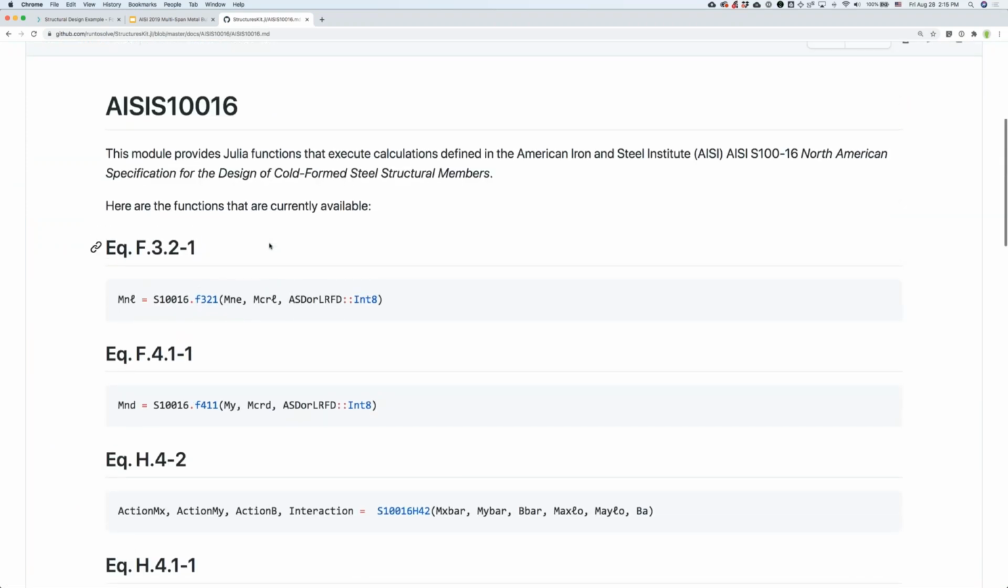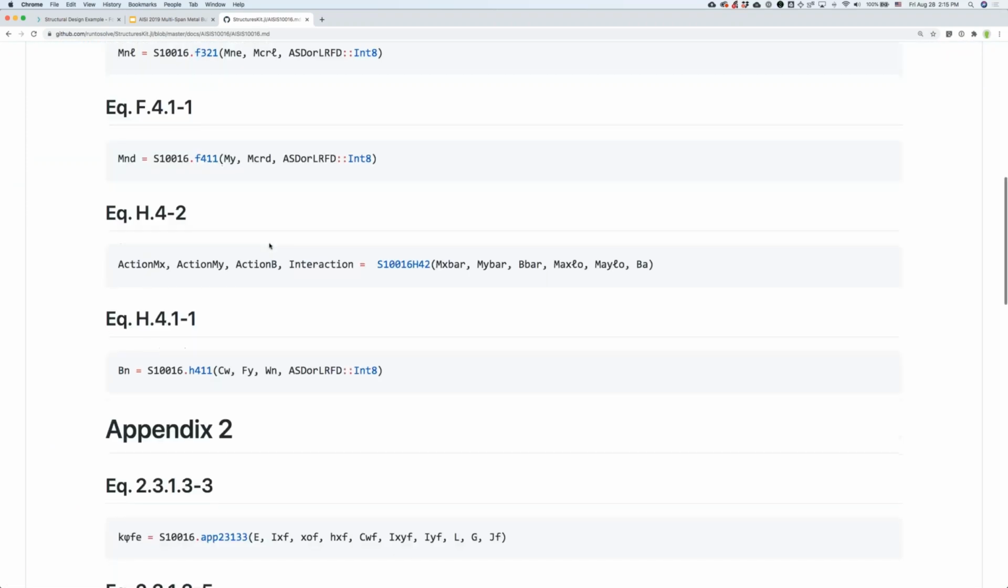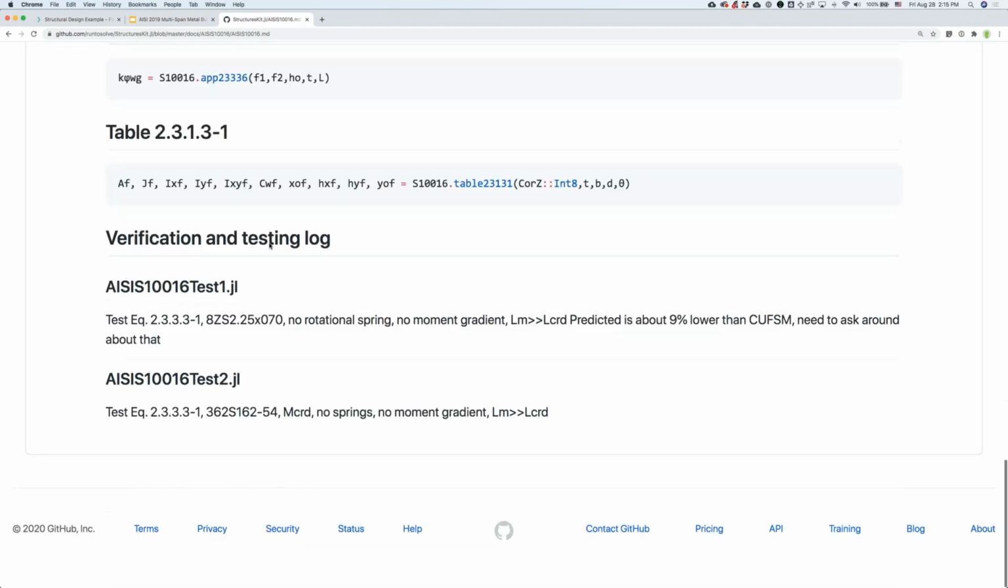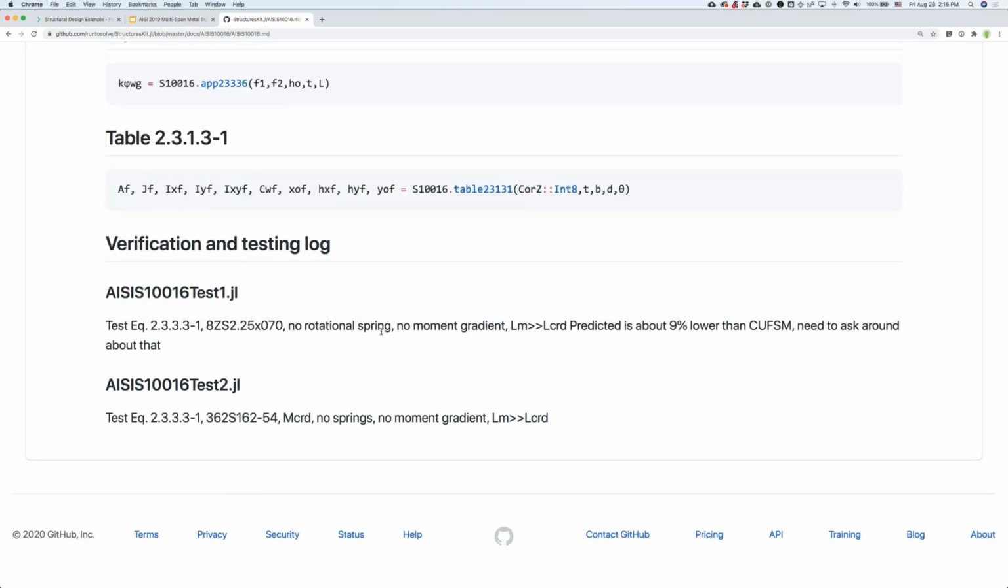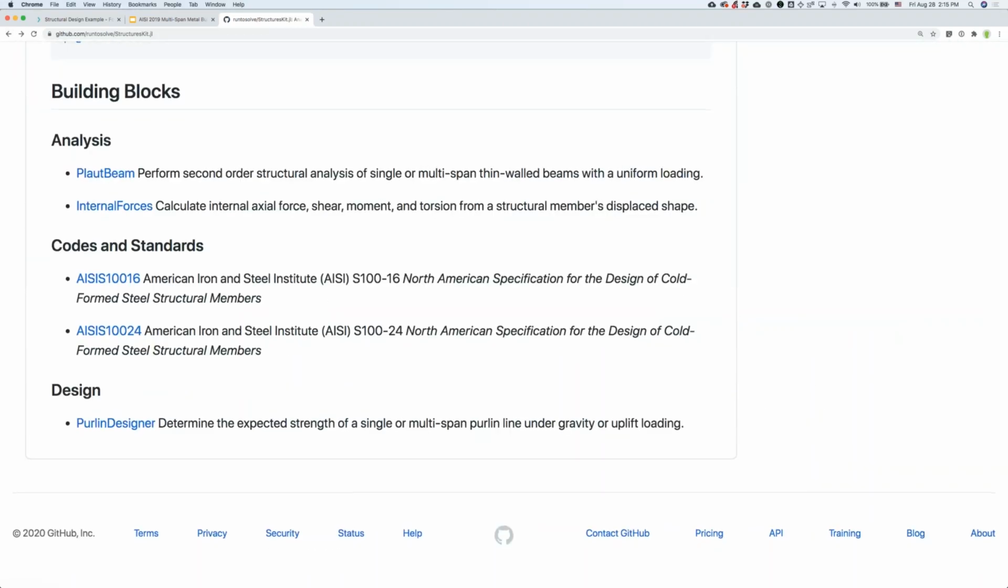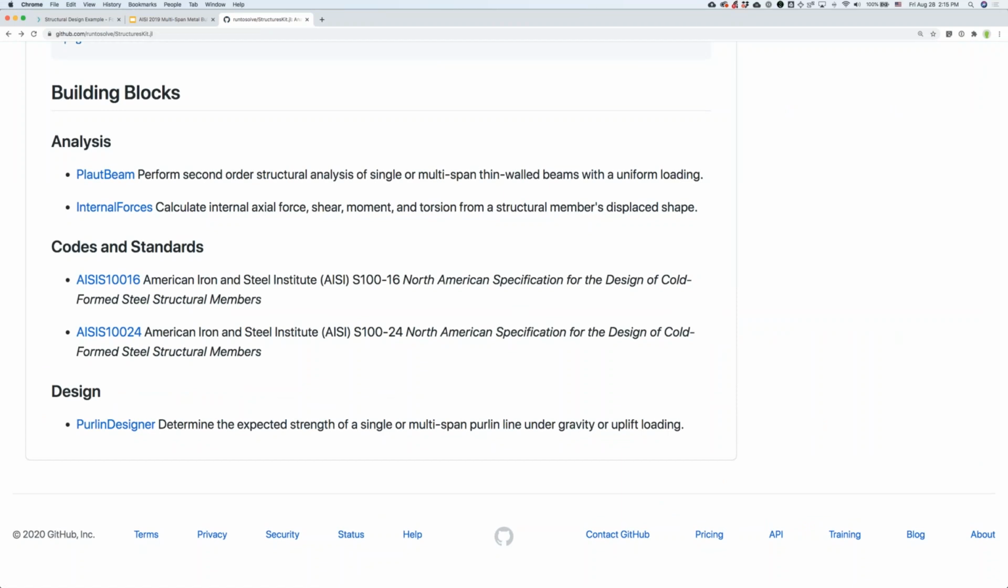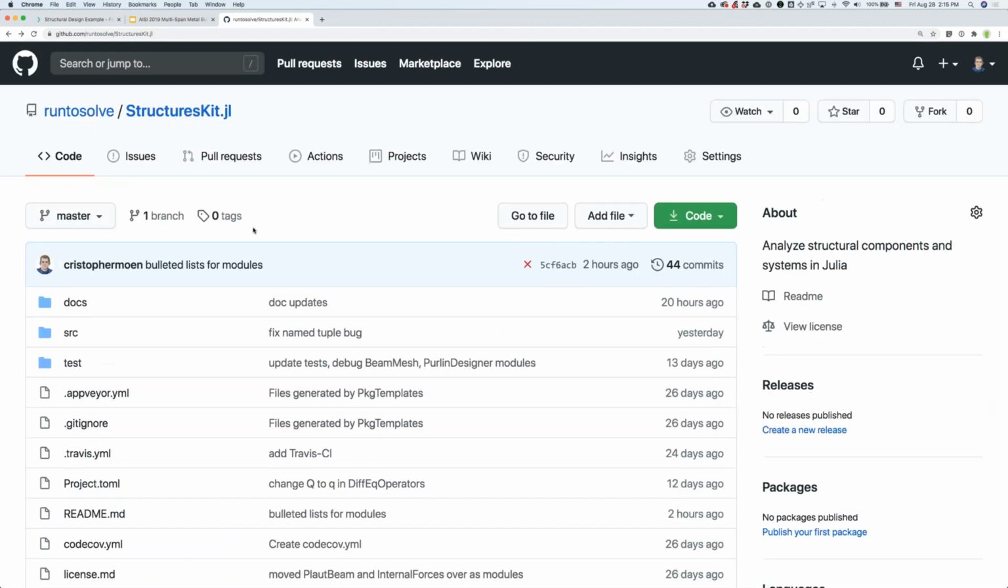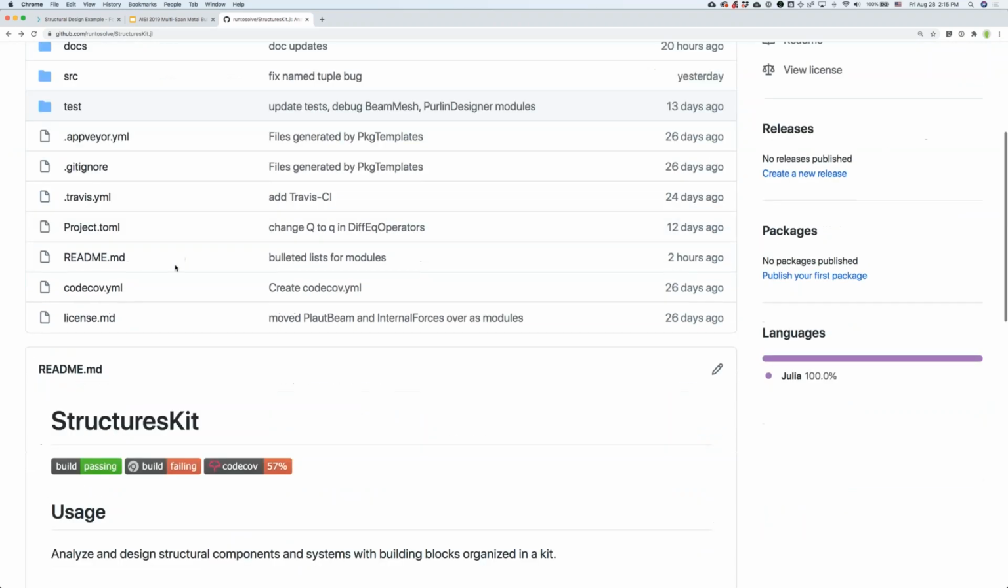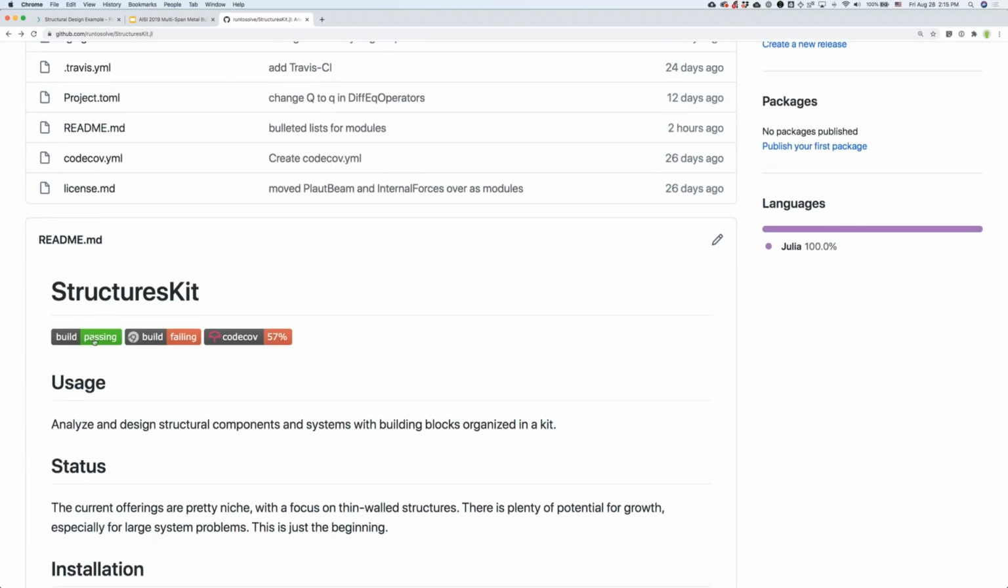these are the equations from S116 that are currently available that I used. And then I have here some testing of equations, and actually this is for Bob or somebody, I need to talk to you. The code equations are predicting 9% lower than CUFSM, and I made some notes here. This stuff has had some formal testing, which is part of the open source mentality: you have unit tests and they're run, and if it's passing you get this build passing badge. Actually I don't know why this one's failing, but at least I have one passing badge here.